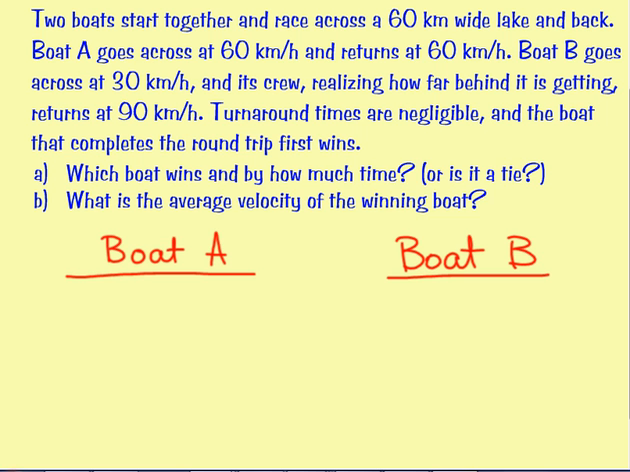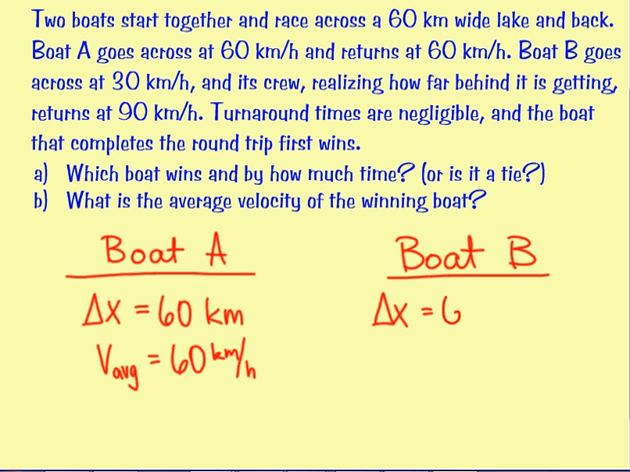Each boat also kind of has 2 displacements, one there and one back. So on the way there, the displacement is 60 kilometers, and the average velocity for boat A is 60 kilometers per hour. For boat B, the displacement on the way there is 60 kilometers, and the average velocity is 30 kilometers per hour.